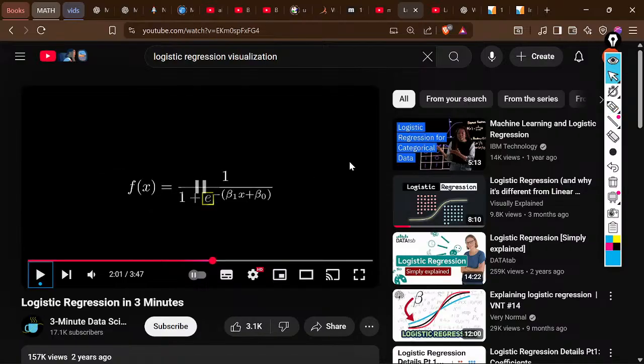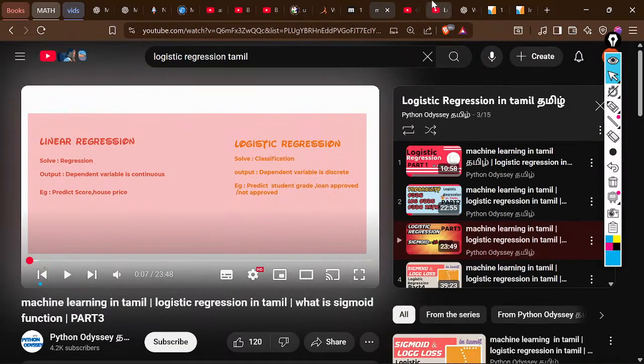This function uses that S-shaped curve. Okay, E is Euler's number, which is a special constant. Oh, I need to like learn the Euler's number.